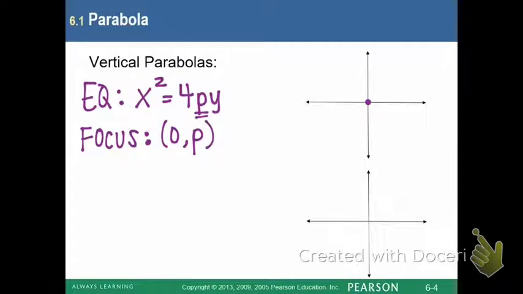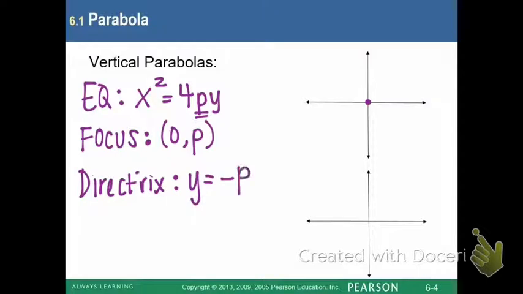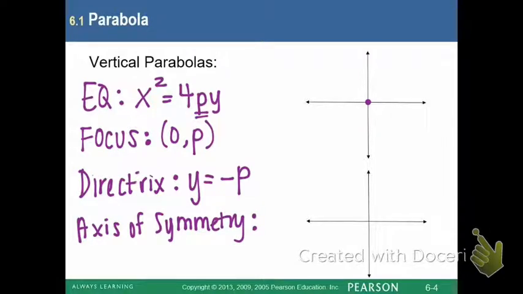So for vertical parabolas, these are the ones that are going to open up or down. Okay, so if you see x squared, that's opening up or down. I'll go ahead and graph them in a second. Let me just fill out the rest of this. The directrix, so the equation of that line, is going to be y equals negative p. And then the last thing you need is the axis of symmetry. They ask about this at the beginning and then they kind of drop it. Axis of symmetry for vertical parabolas, again centered at the origin, is going to be the y-axis.